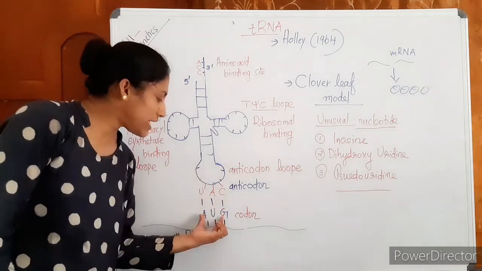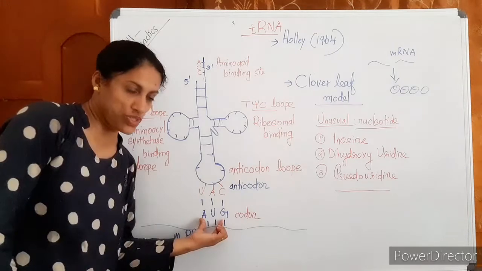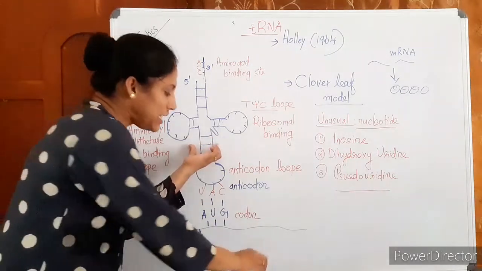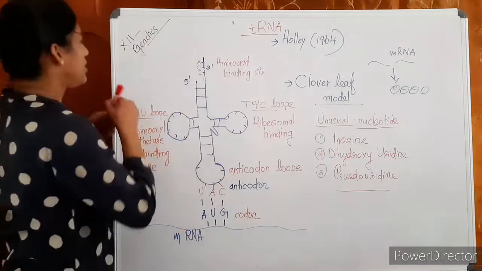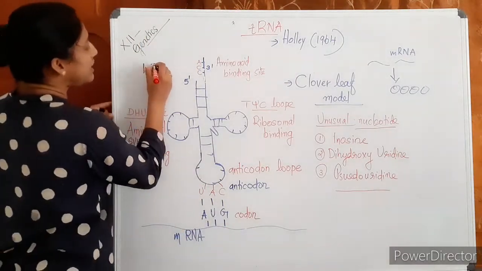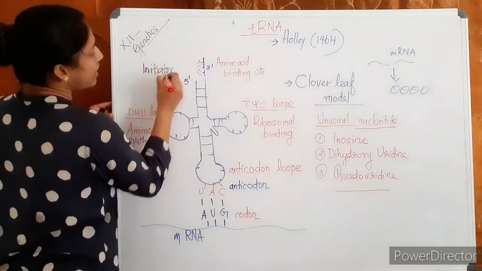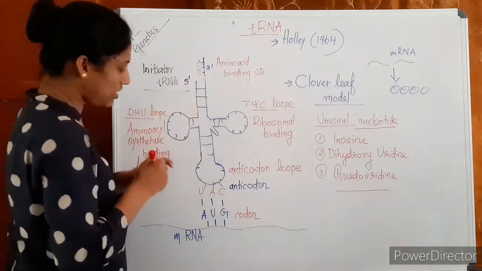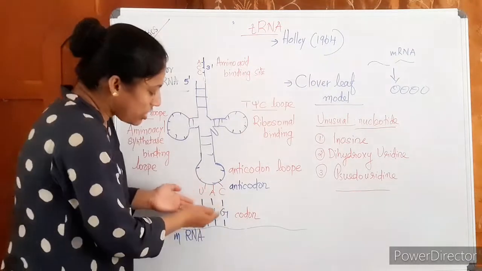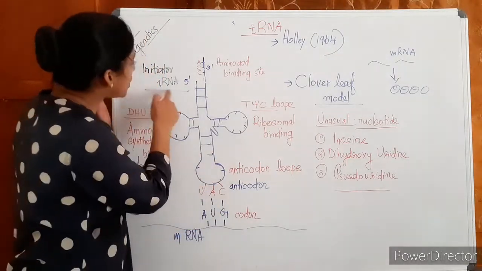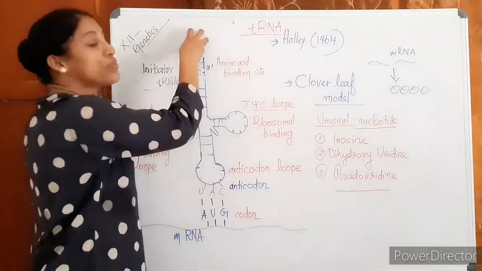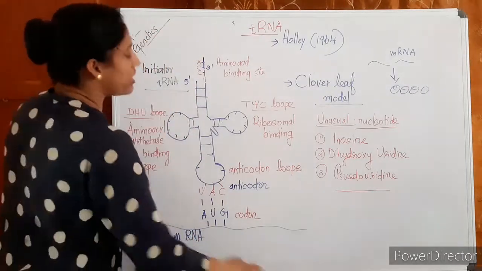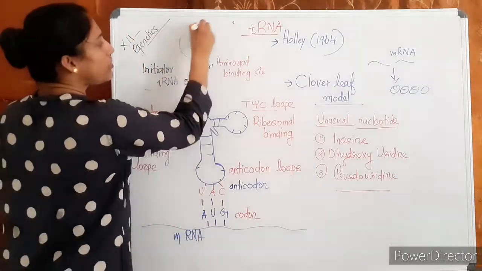So this is the initiator codon, AUG. So this tRNA we can call the initiator tRNA. Which one? A tRNA with this anticodon. That only binds here. This is the initiator tRNA. It brings which amino acid? The attaching site is this one. Which amino acid binds here? It will be here.